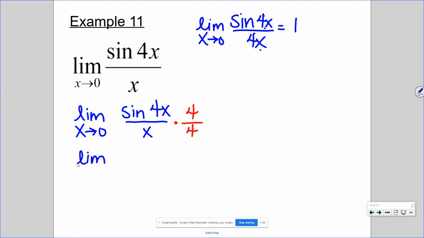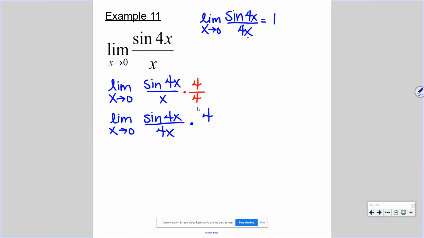So I'm going to rewrite this in a way that looks a little bit nicer for what I want. What I'm going to do is pull this 4 over to the bottom. That way I have sine of 4x over 4x. And I still have this 4 on the top, okay? Then I'm going to do limit properties to take this 4 that's out here and bring it to the front.